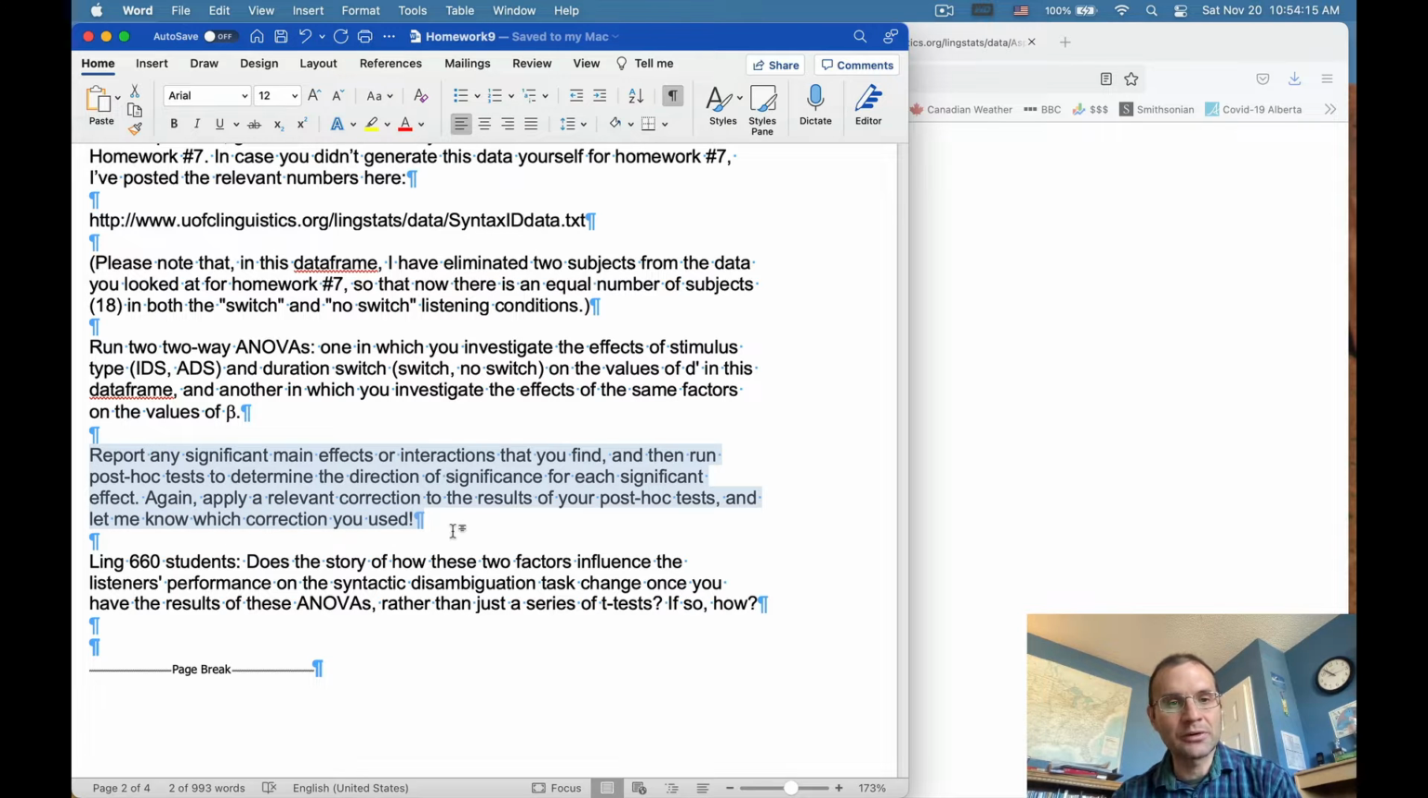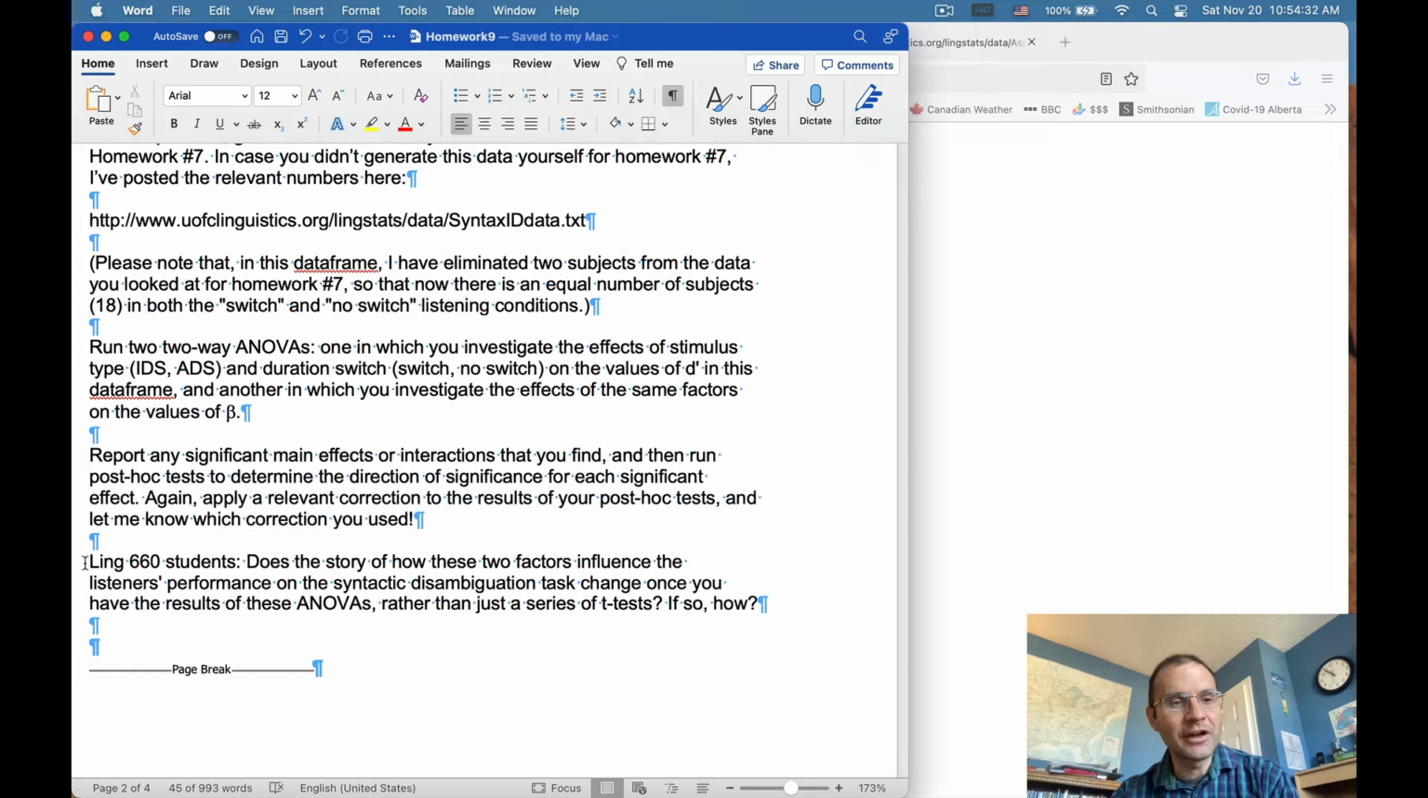Again, apply a relevant correction to the results of your post hoc tests and let me know which correction you used. And generally speaking, as always, when you find a significant effect in these post hoc tests, tell me which number is bigger than the other. So you kind of complete the story that way.